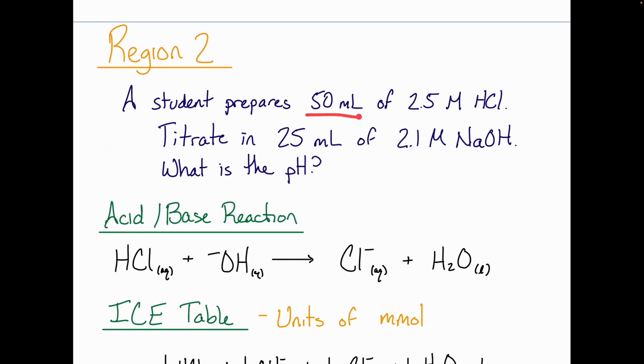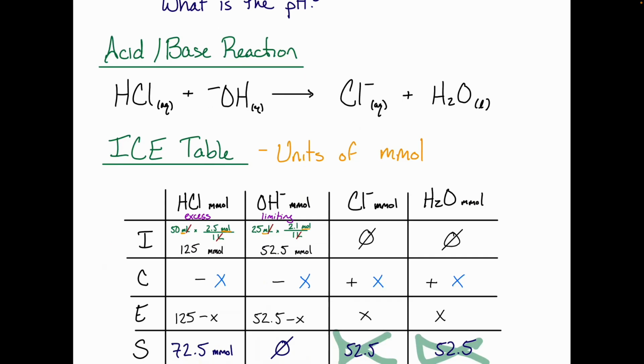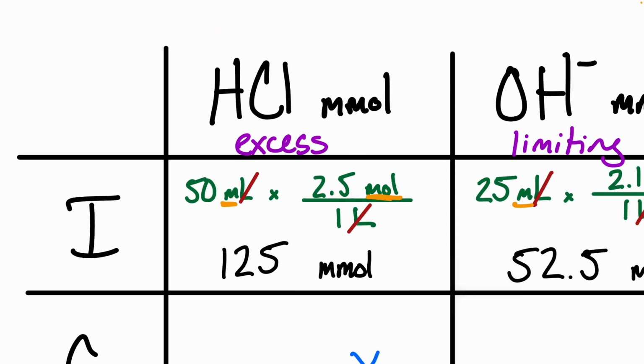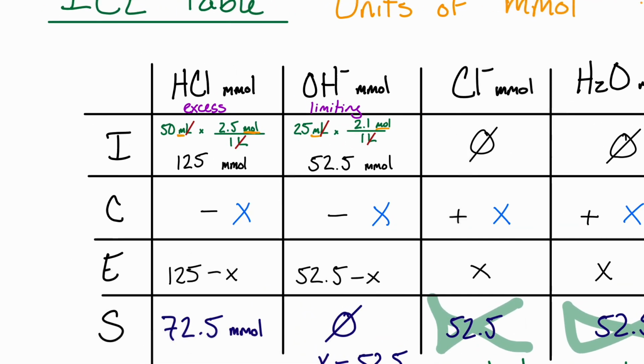Importantly, we were given a volume and a concentration. And so when we were doing our initial amount here, we were calculating in terms of millimoles, where we were taking milliliters, multiplying it by moles per liter. The liter part cancels out, but we're left with the milli and the moles. Right? So that's our units for our ice table when we're keeping track of our reaction in our acid base, in our titrations here. Okay?